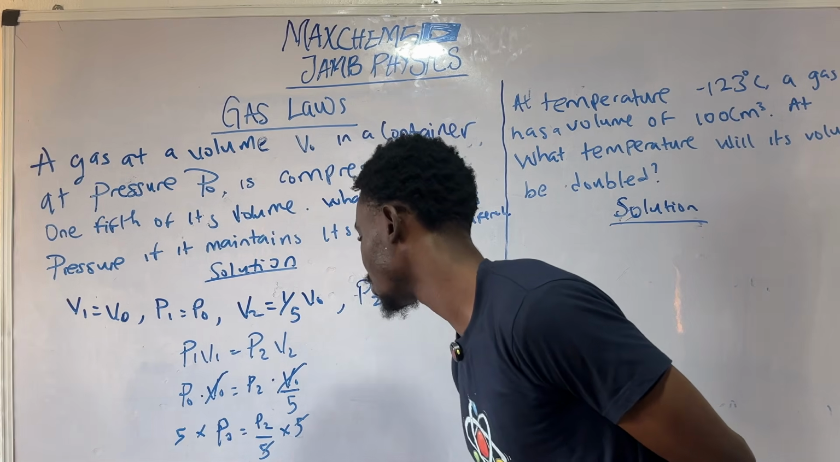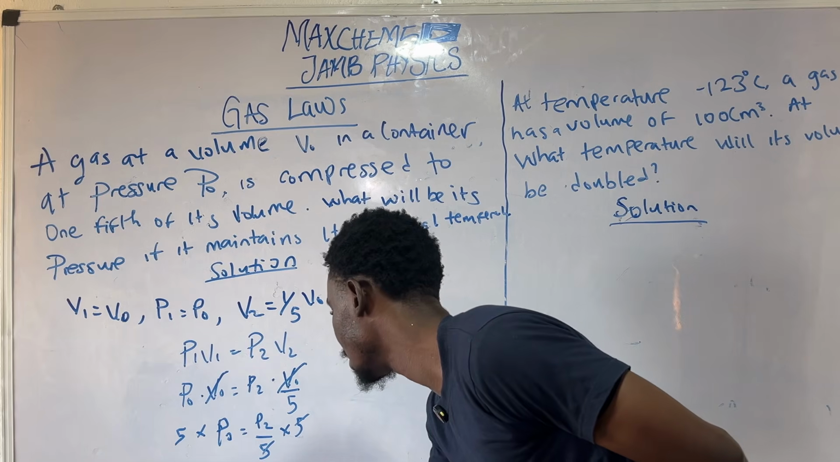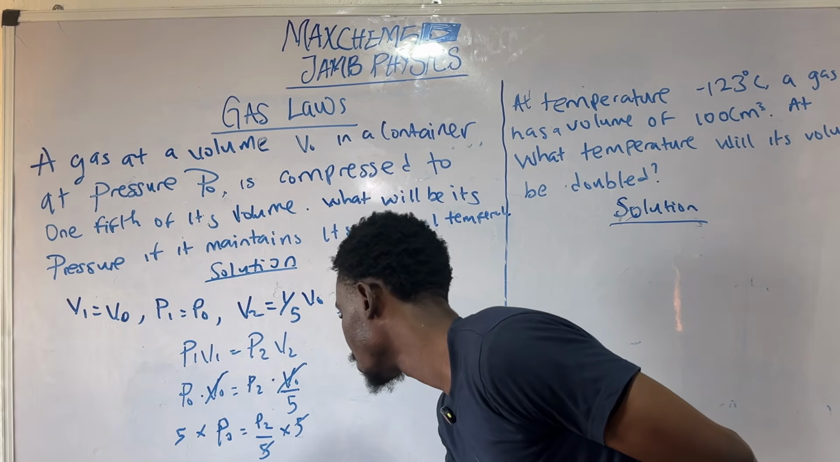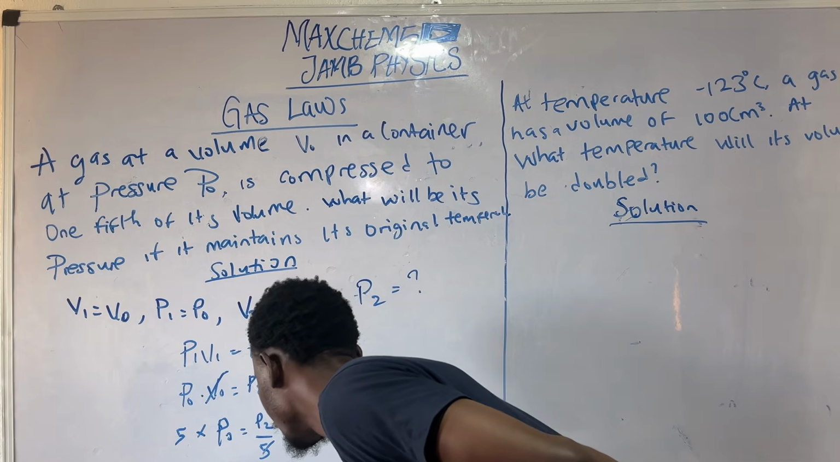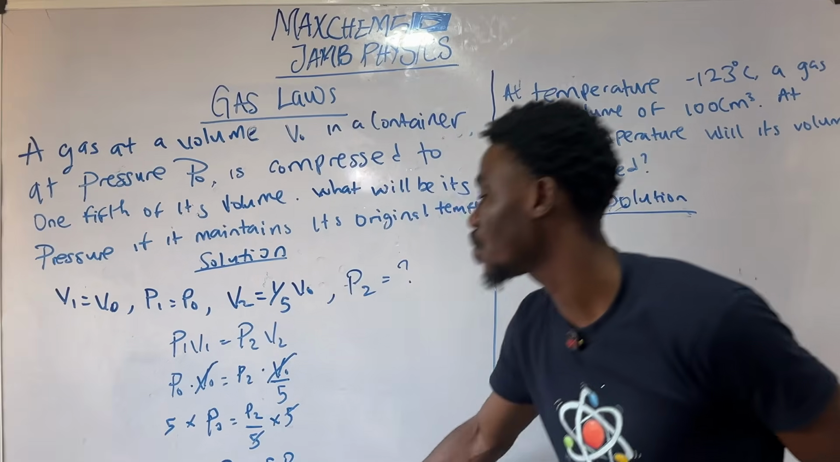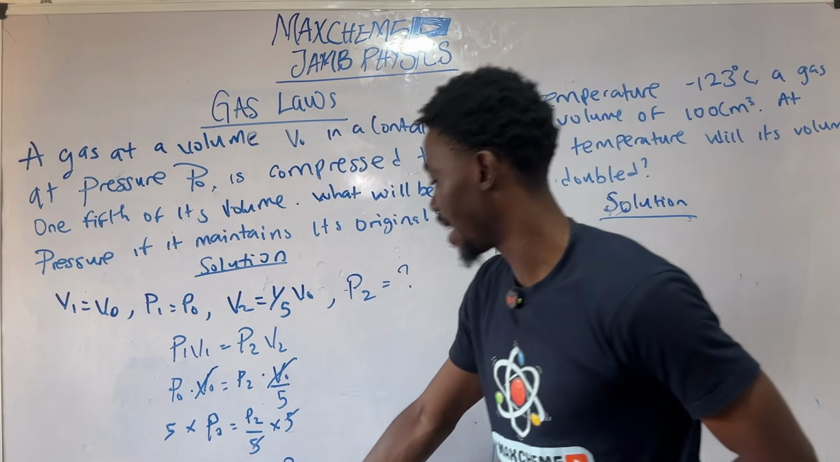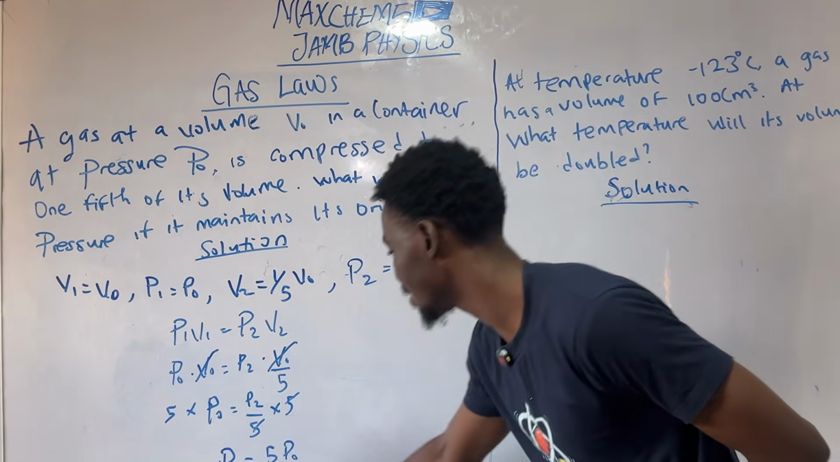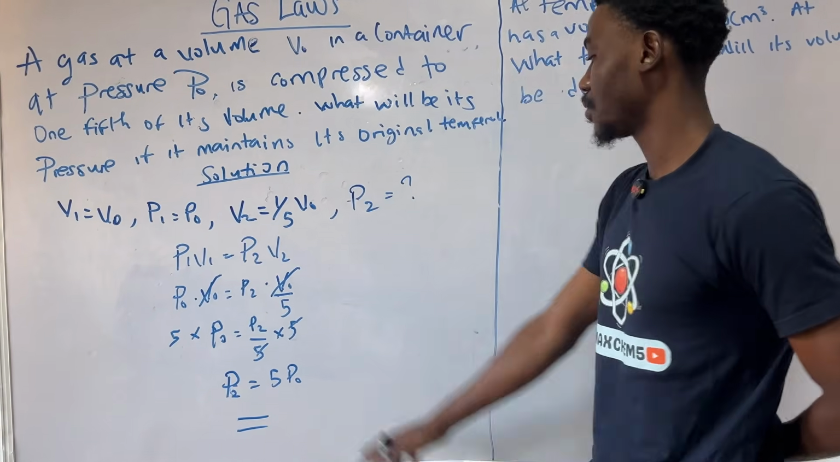So 5 cancels out 5. We have our answer to be P2 is equal to 5 P0. That means the pressure is multiplied by 5-fold. So this is our answer for P2.